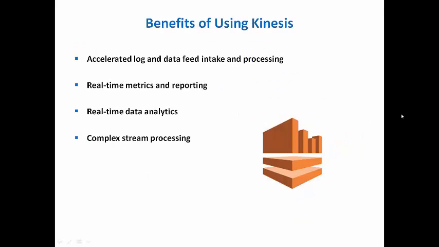Okay, so here are the benefits of using Amazon Kinesis. Accelerated log and data feed intake and processing. So basically, Amazon Kinesis can retrieve hundreds and thousands of records and get that data ready for processing. The second one is real-time metrics and reporting. So taking that large amount of data and then making reports out of it can be done within minutes.